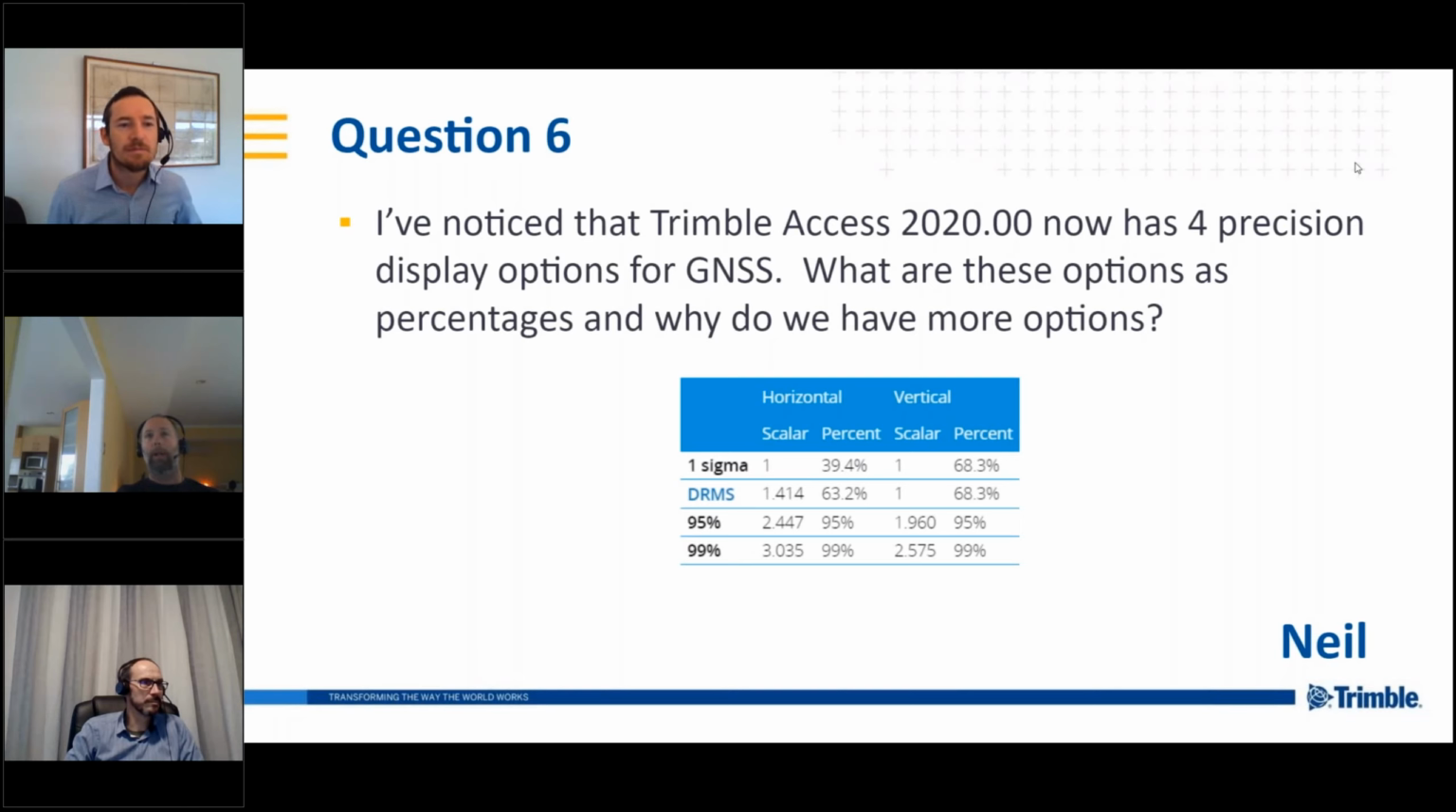But this question has come in a couple of ways since 2020 came out last week. The question was, I've noticed that Trimble Access 2020 has 4 precision options for GNSS. What are these options as percentages, and why do we have more options? So it's sort of a merged question from a couple of questions that came in.